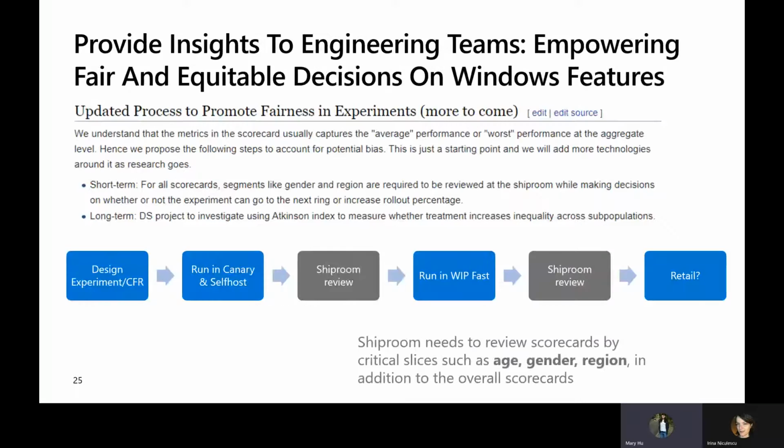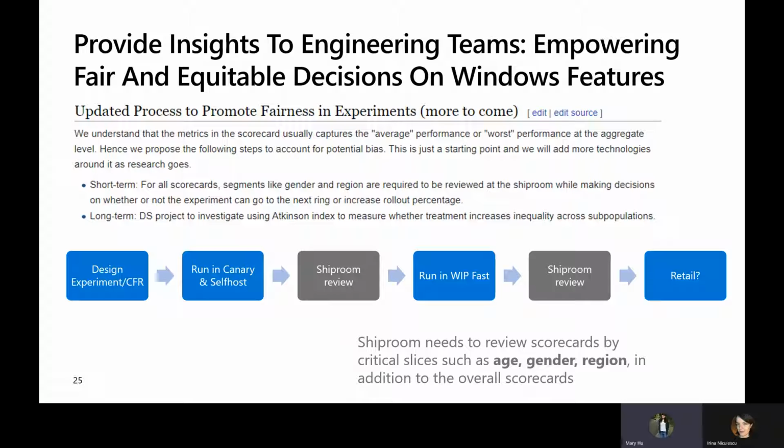Next. In summary, we're making many different investments to ensure we can capture unfairness or bias in experiments we run, both from the data science perspective and from the process perspective. From the process perspective, we have made a process change in randomized control trials such that in the experiment ship rooms, we require feature teams to review the results for key segments in addition to the overall level, so that we hold ourselves accountable for shipping products that are fair for our users.